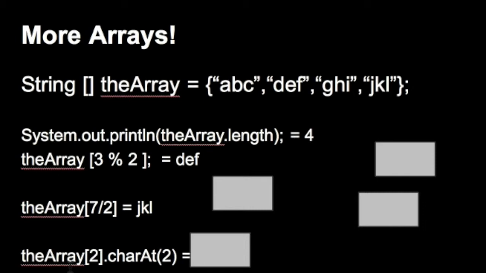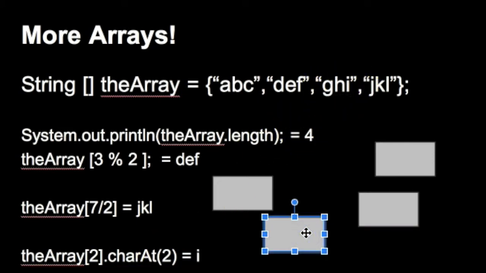And now the last function says the array of 2 dot charAt 2, and we're using our charAt method that we looked at in our strings video. This basically says the array of 2, and we count that up, that would be 0, 1, 2, so that would be our GHI string, and it says charAt 2, and so we start at 0, 1, 2, so this should print out I.